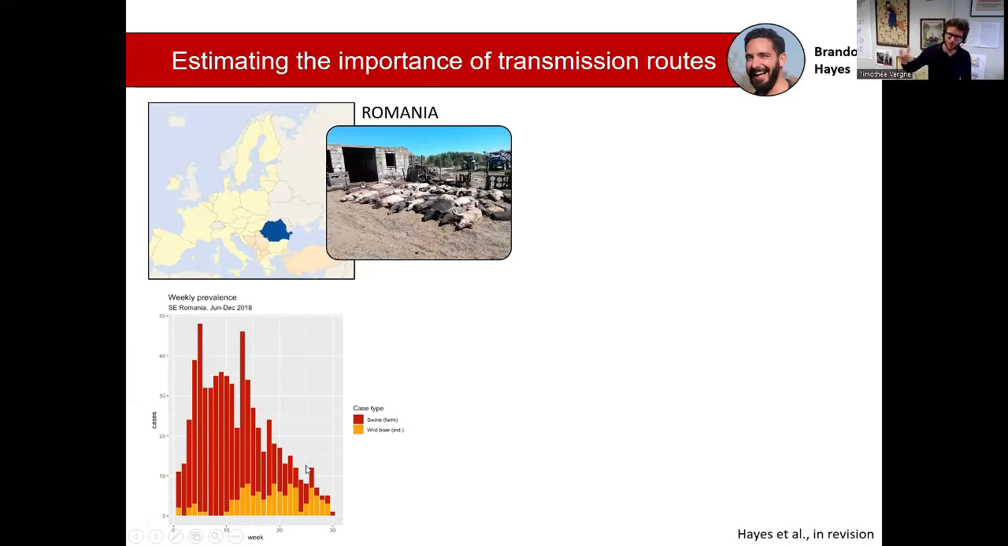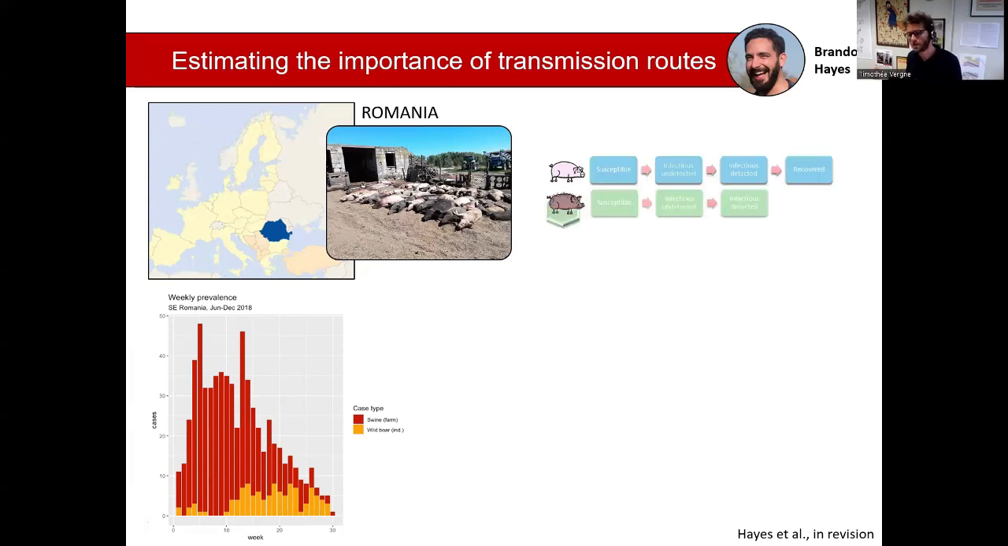And then the question was, for the domestic pig farms, what was the likelihood that the infection was coming from another domestic pig farm or from wild boar habitat? And then we had the same question for the wild boar habitat. Was it more likely to become infected by a neighboring wild boar habitat or by a domestic pig farm located within this habitat?